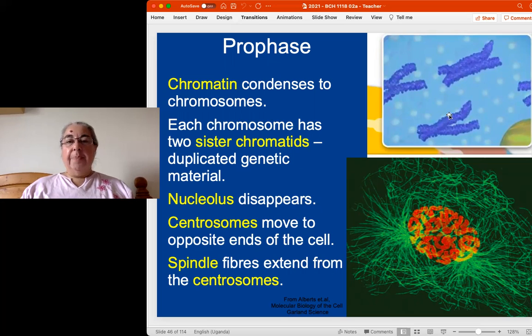This is a computer animation, a drawing of what's seen. Okay, so what's happening during prophase?